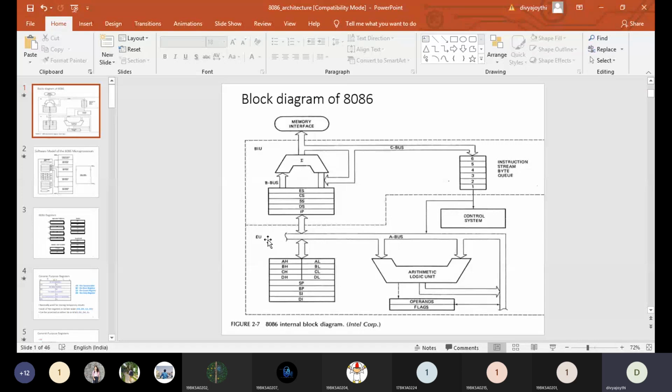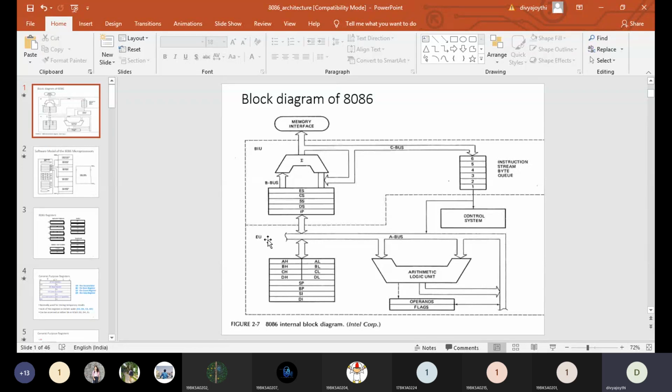Now there can be a question: why has the architecture of 8086 been divided into two units? The reason is the most beautiful feature that 8086 has with the division of architecture: 8086 supports the pipelining process. In order to support pipelining, the 8086 architecture is divided into two parts called bus interface unit and execution unit. So now, what is this pipelining?